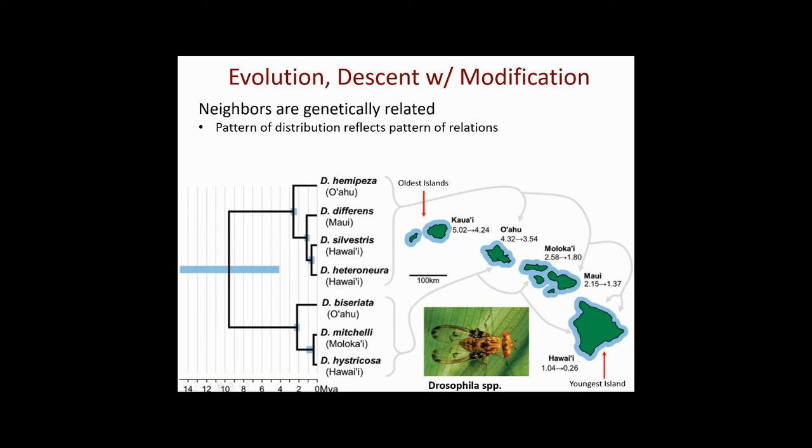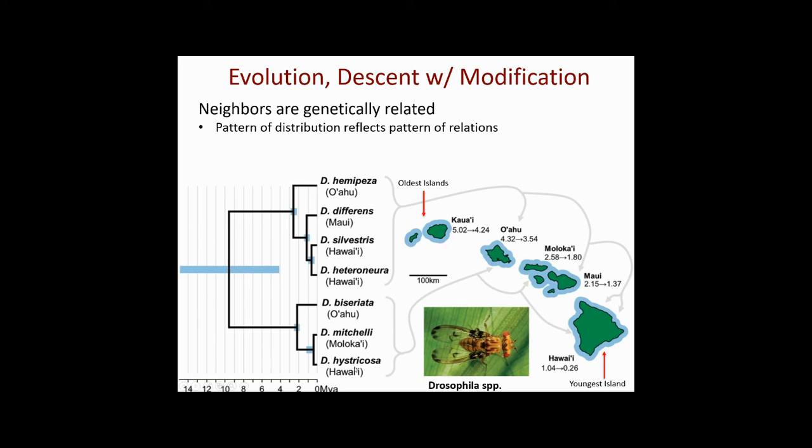In this graphic, what you see down here are the main Hawaiian islands from east to west. The youngest islands are in the east. The older islands, due to plate tectonics, have shifted and moved in the northwest direction. As new Hawaiian islands are formed in the east, species from the nearest older island, slightly to the west, are then able to colonize the new island and become reproductively isolated. That's what these gray arrows represent.